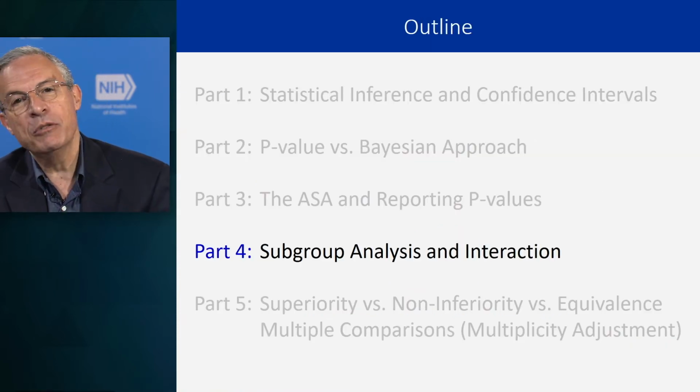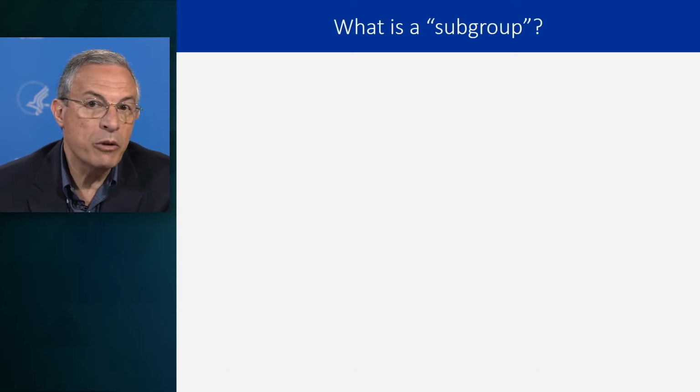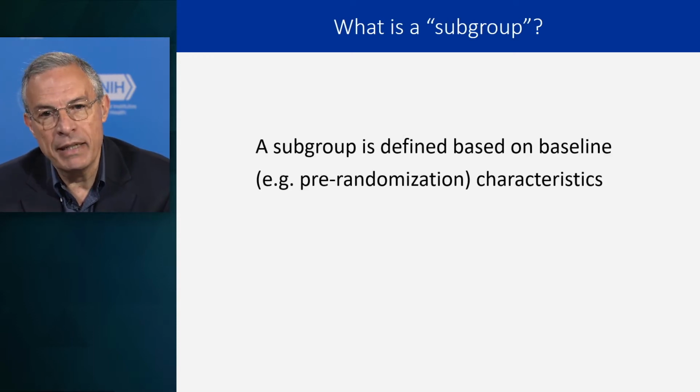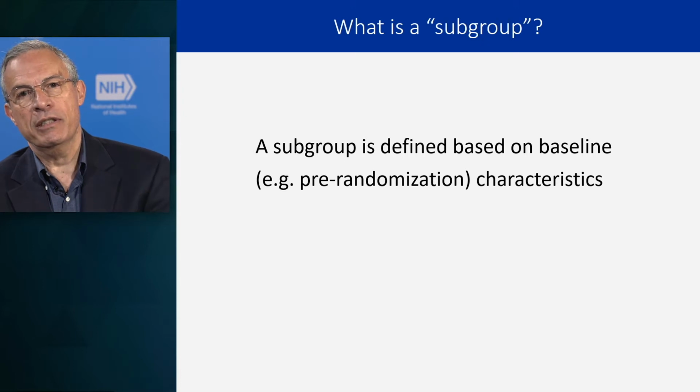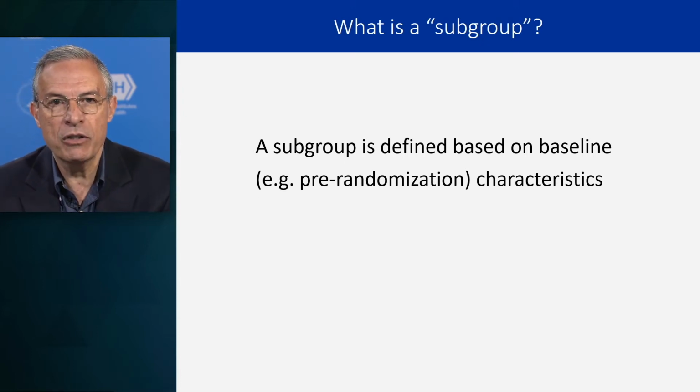And in this segment, we're going to talk about subgroup analysis and interaction, very important topics under hypothesis testing. So let's start with what is a subgroup. A subgroup is defined based on baseline pre-randomization characteristics. This is important. Baseline pre-randomization, meaning pre-randomization characteristics.